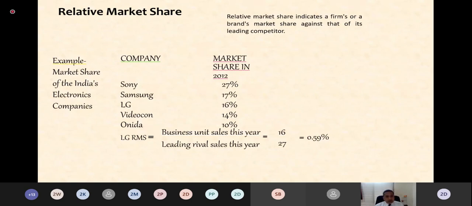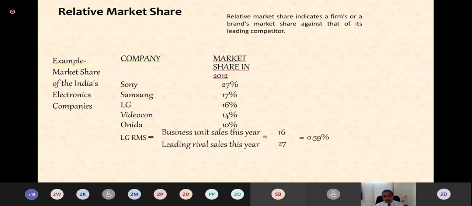So first of all, we have to identify the leading competitor in the market, and when we compare our market share with the leading company's market share, then we can say it is relative market share. So we can say that our market share is this much percent as compared to that of the particular leading brand in the market.